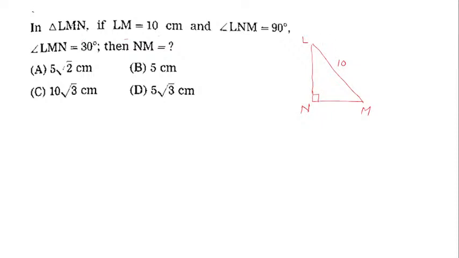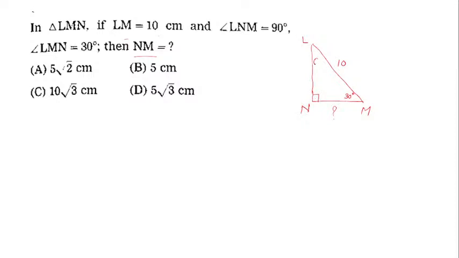The hypotenuse is given. Measure of angle LMN, as we can see in the diagram, is 30 degrees. And from this information we have to find NM. So here we have NM in the diagram. Now for this triangle LMN, we have measures of two angles. The angle N is 90 degrees, angle M is 30 degrees.